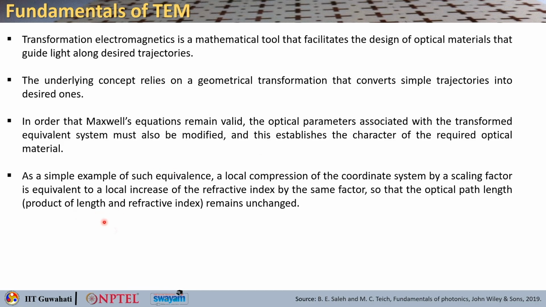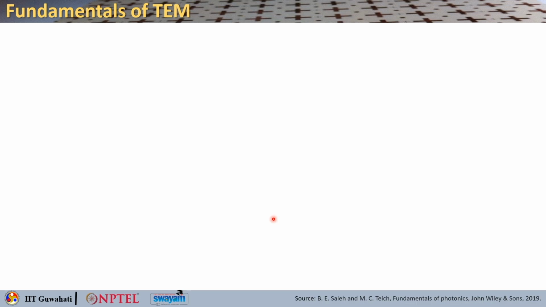So, you can take one simple example of such equivalence. So, you can think of a local compression of the coordinate system by a scaling factor is going to be equivalent to the local increase in the refractive index of some medium by the same factor. So, that the optical path length, which is basically the product of the length and the refractive index, remains unchanged, right. So, that way you can think of how the local compression or expansion of a coordinate system can be mapped into the material property, right, and those materials you need to design using metamaterial.